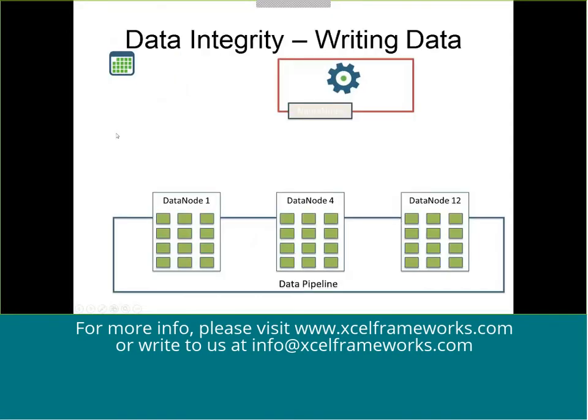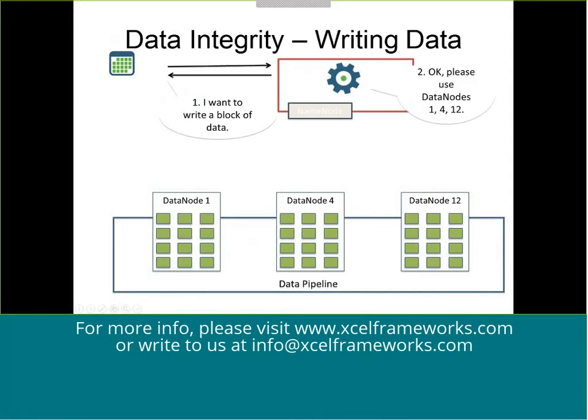Now let's see how data integrity happens while writing. The client contacts the name node: I want to write a block. Okay, please use nodes 1, 4, and 12. Then the data plus checksum will be sent. The blocks will be sent to data node 1. Data node 1 will write into data node 4 and also into 12. So that is how the replication is happening here.